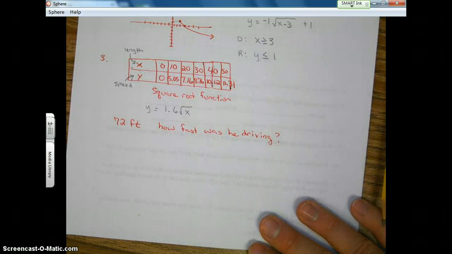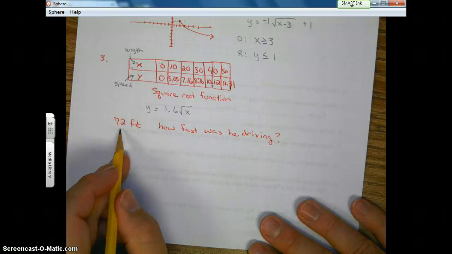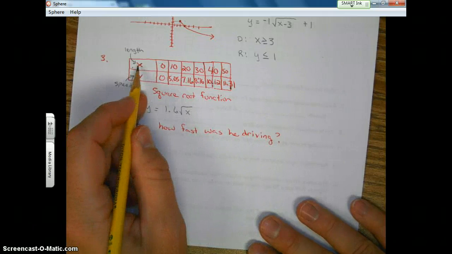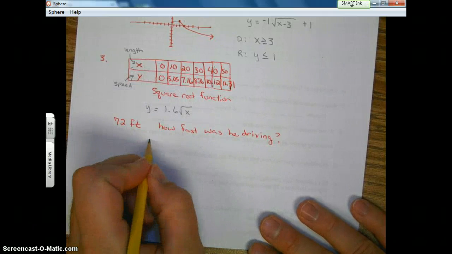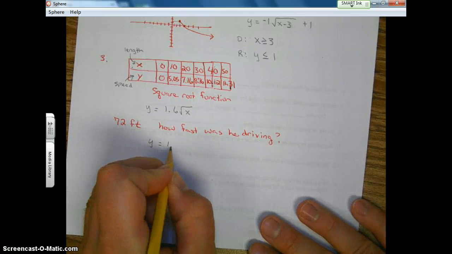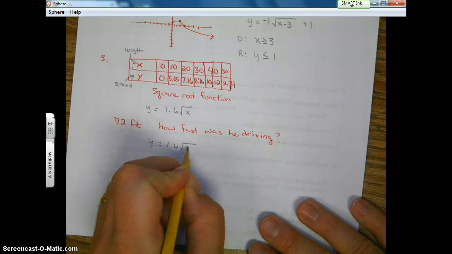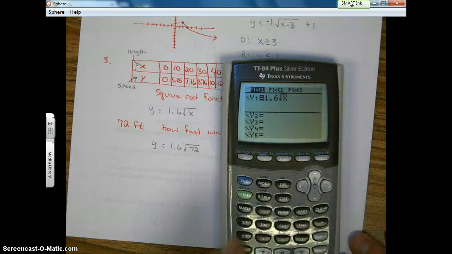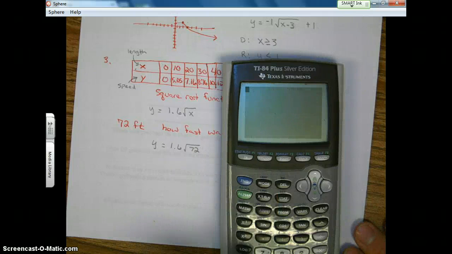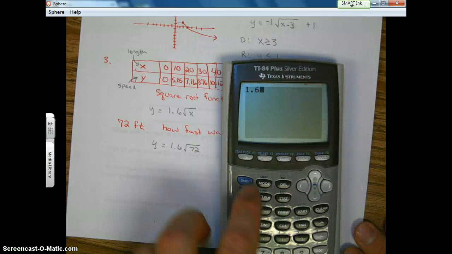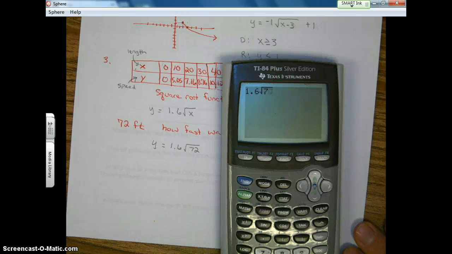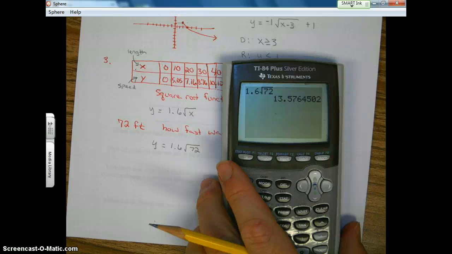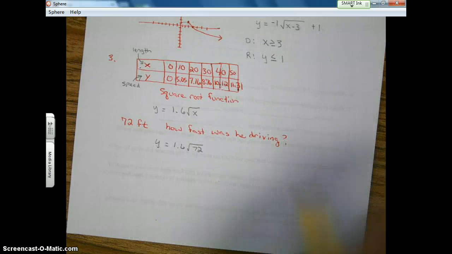Well, 72 is going to represent x. So we would show our answer by plugging in 72 in for x, okay, to find the speed. So 1.6 times the square root of 72, and our speed is 13.58 miles per hour.